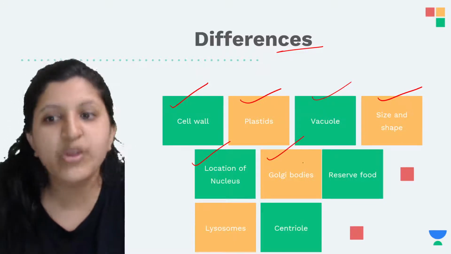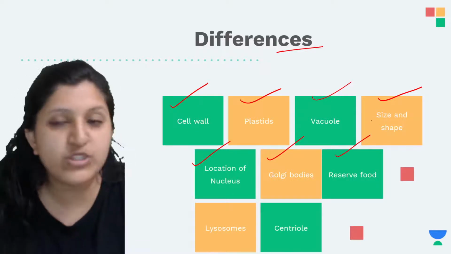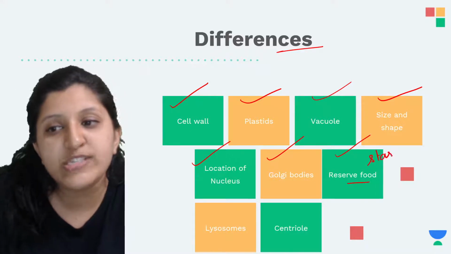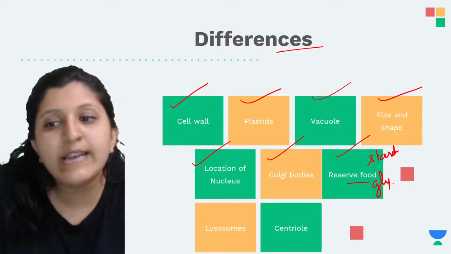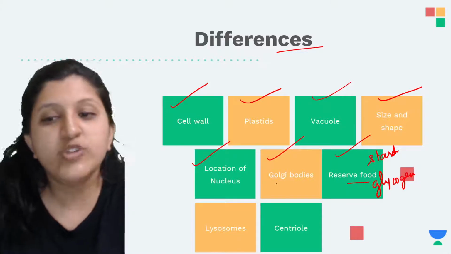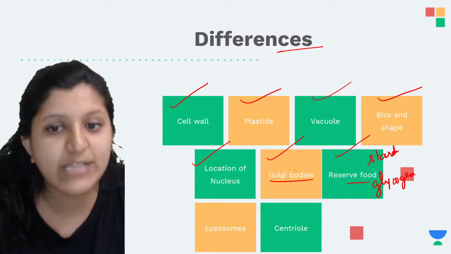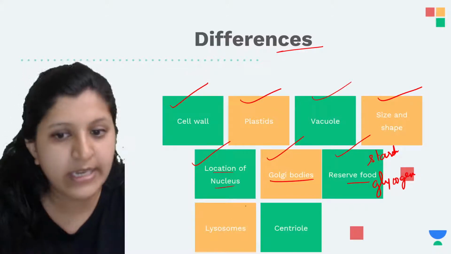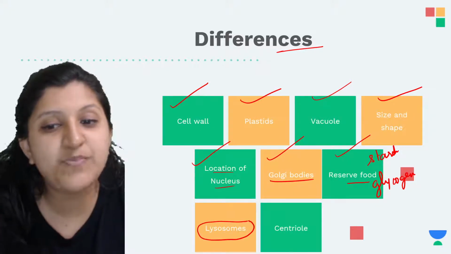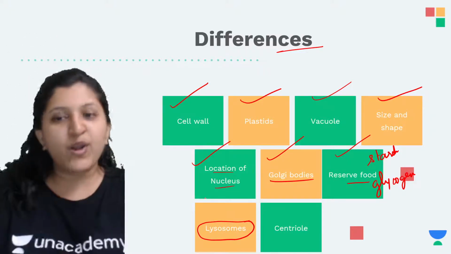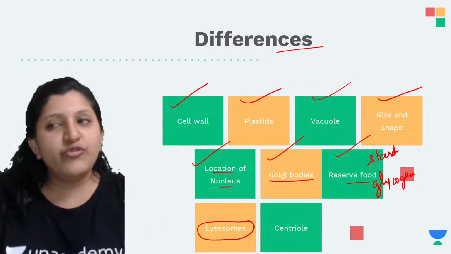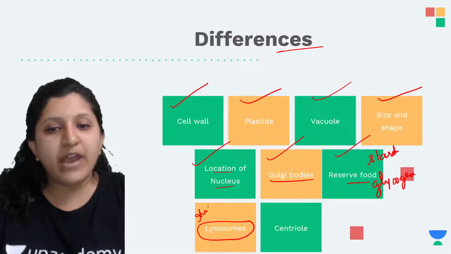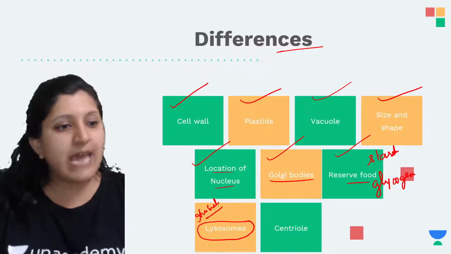Golgi bodies, and reserve food can also be considered. What is the type of reserve food: whether starch is stored or glycogen is stored. Whether the Golgi body is present or absent, where exactly the nucleus is located, and whether the lysosome is present in plant or animal cells. In plant cells we usually do not find lysosomes. In animal cells they can be found.